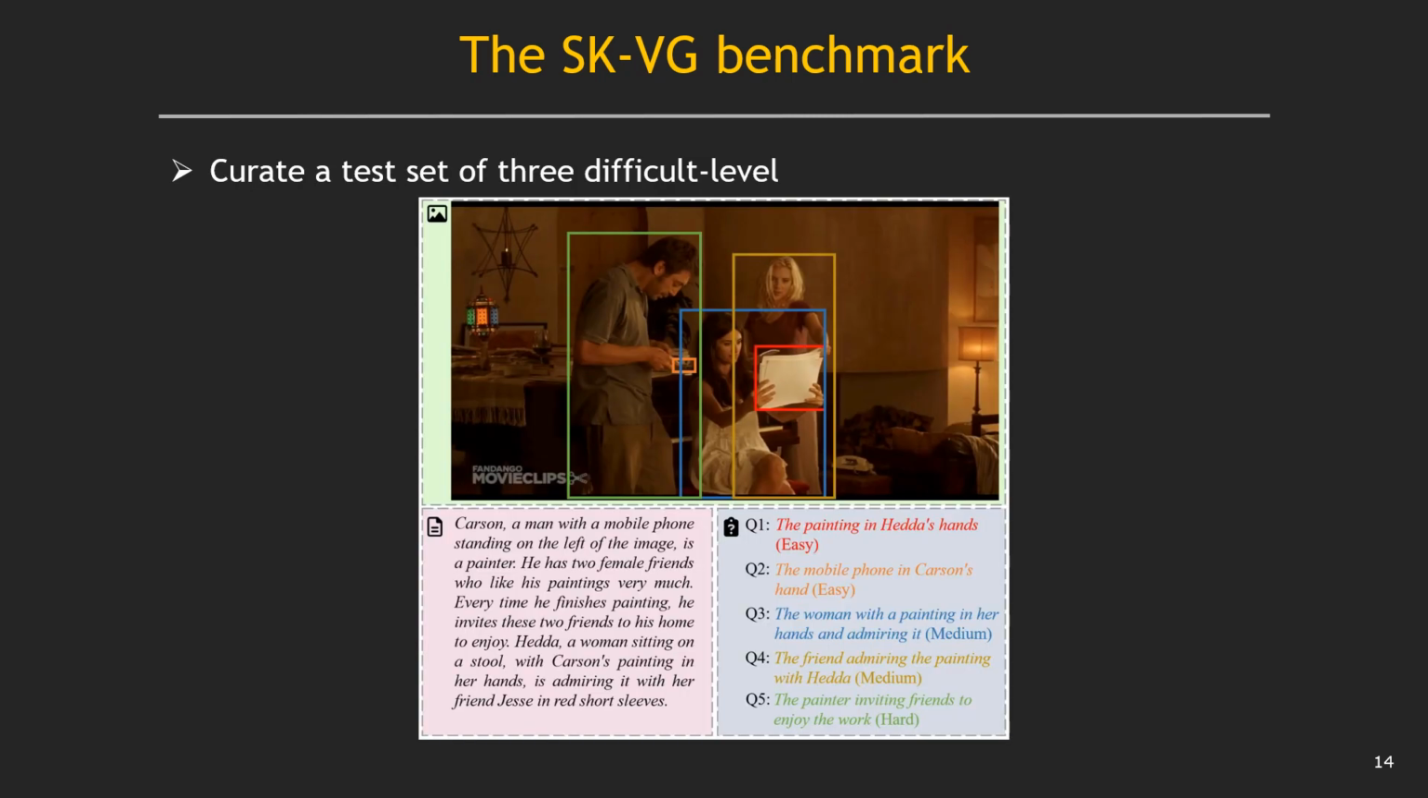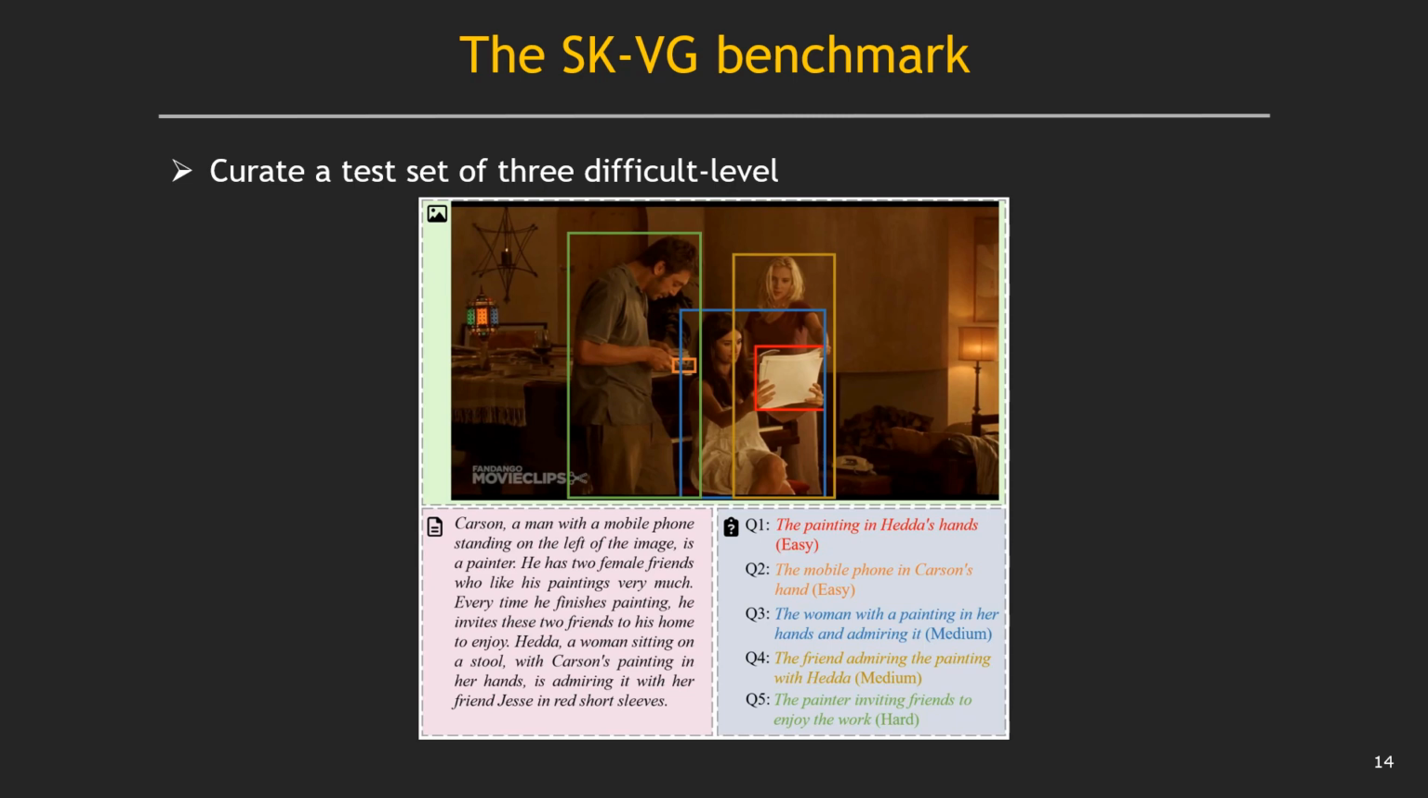In addition, we curate a test set of three difficulty levels. A query expression that is more knowledge-related but less visually distinguishable deserves a more challenging grade. For example, in this sample, the first query is the painting in Hedda's hands. Although it is related to the scene knowledge, since there is only one painting in the image, it would be easy for the model. Therefore, we classify it into the easy level. For the medium level, the queries need the reasoning of the model but do not require very complicated reasoning. For the hard level, it requires the model to fully understand the images and texts to find the target object through complicated reasoning.